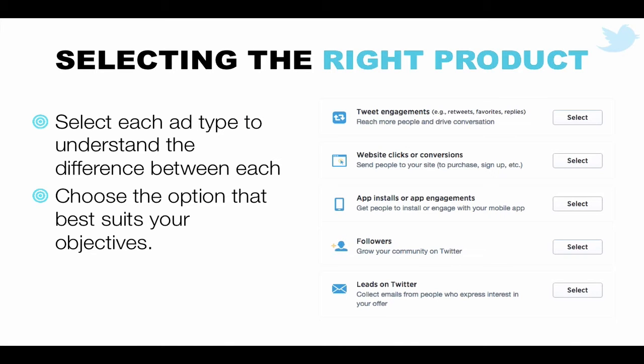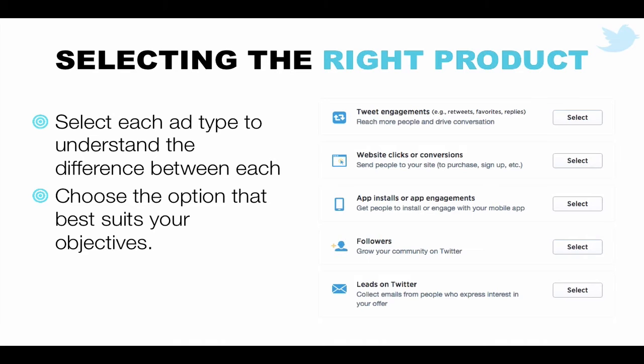As you can see, when you select an option and click on the button Create New Campaign, you're given a whole range of options. Simply select the ad type that you want to know more about to understand the difference between each. When you press select on each of these options here, a new page will open up to tell you more about that particular option. I will preview 3 of those for you on the next slide. So once you've been through each of these options, choose the option that best suits your objective.